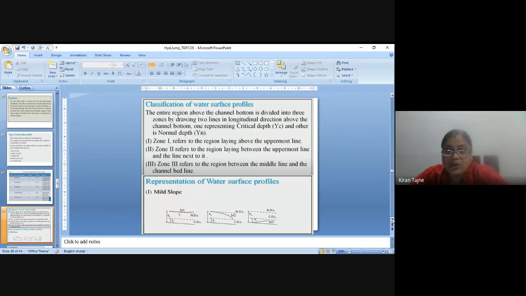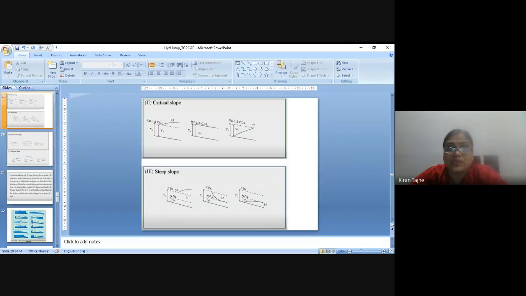Similarly, we can go for the other slopes, critical slope. In critical slope, there are again 3 conditions. C1, C2, C3 we will get. So for critical slope, normal depth and critical depth line are the same. So Yn is equal to Yc, and C1 occurs in the uppermost zone. So Y is greater than Yn or Yc.